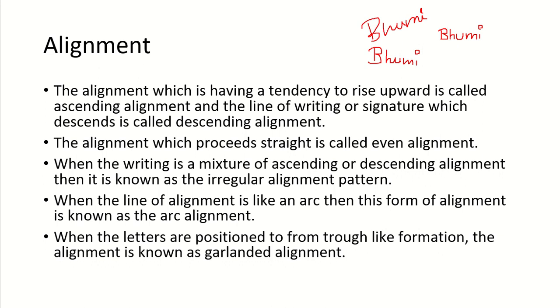When the writing is a mixture of both ascending and descending alignment, it is known as irregular alignment pattern. And when the line of alignment is like an arc, it is known as arc alignment. And when the letters are positioned to form a trough-like formation like this, this type of alignment is known as garland alignment.